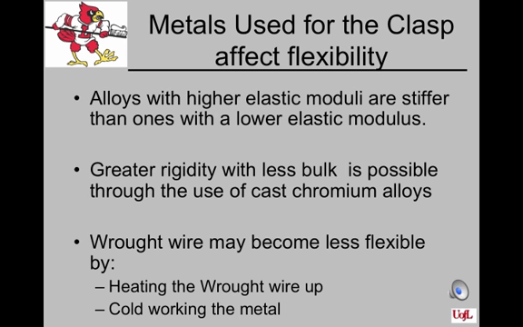The second way the clasp becomes less flexible is by doing something called cold working the clasp. This takes place when the wrought wire is adjusted or bent several times. The metal recrystallizes and makes it more apt to fracture.